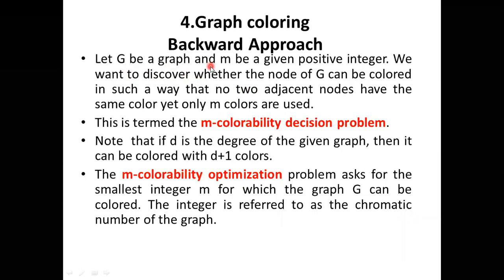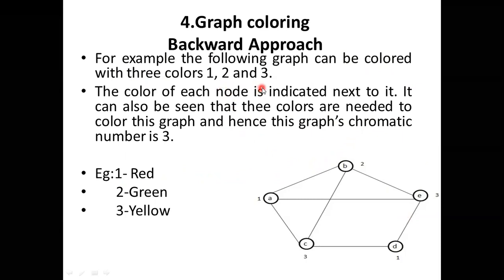Let G be a graph. What graph is given? It is assumed that it is G. M be a given positive integer. What is M? M equal to 3 means it is a positive number. In the previous case, M is equal to 4. Right? That particular number we will call the chromatic number. 3 is the chromatic number.